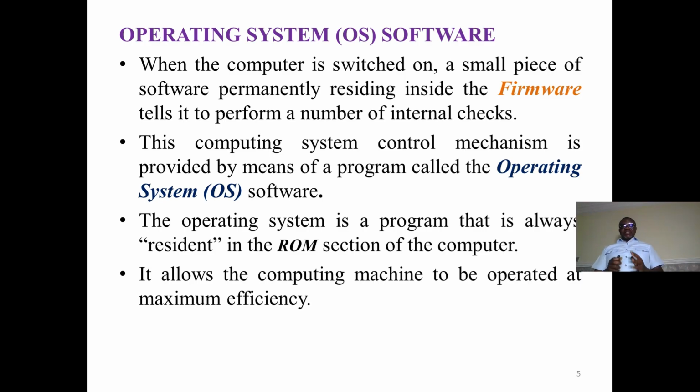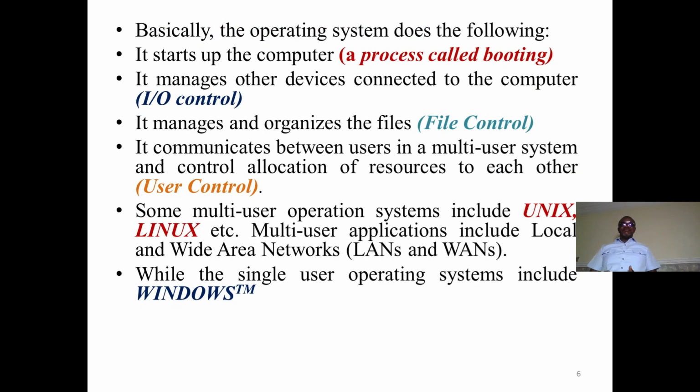We perform internal checks. So this computing system control mechanism is provided by means of a program called the operating system or OS software. The operating system is a program that is always resident in the read-only memory section of the computer. It allows the computing machine to be operated at maximum efficiency.